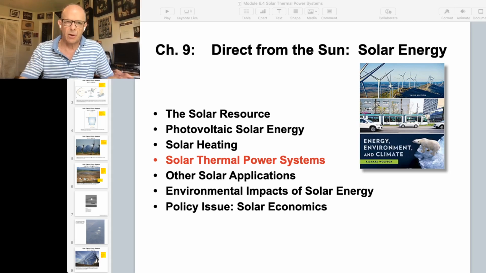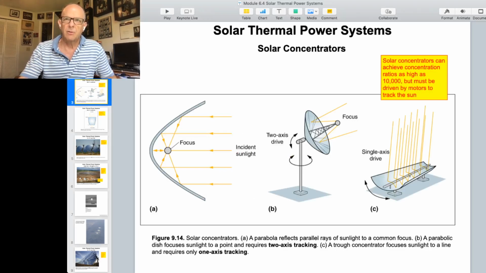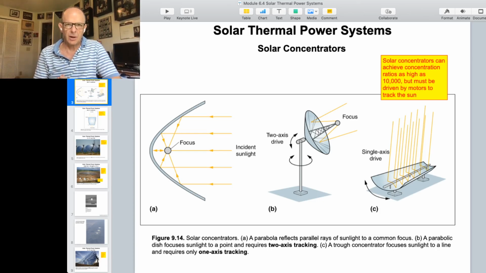Solar thermal power has that word thermal in it, but it's used to create electricity, and it creates electricity in a different way than solar photovoltaic does. We saw that we make electricity from fossil fuel power plants and nuclear power plants by boiling water. Well, we can boil water with sunlight as well.